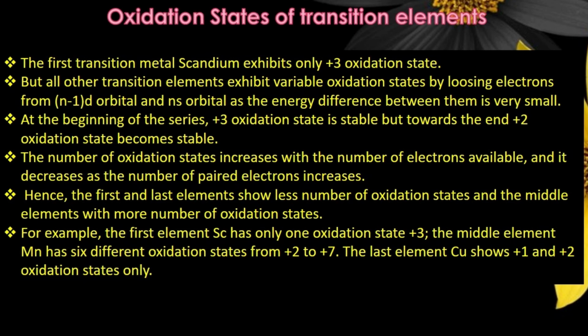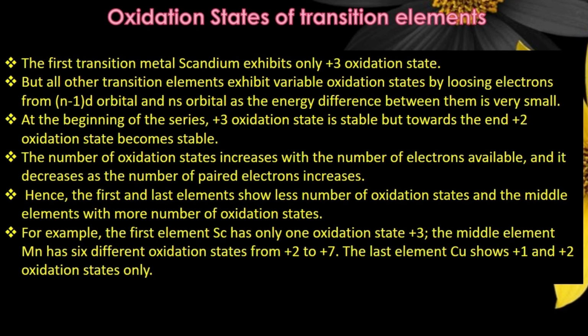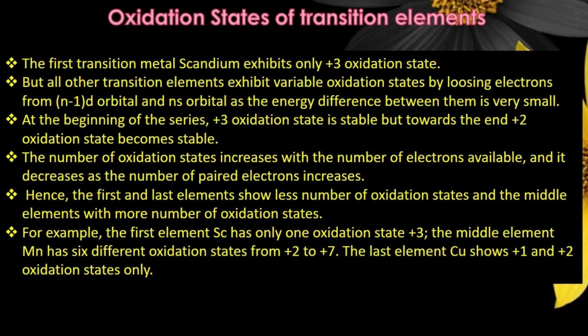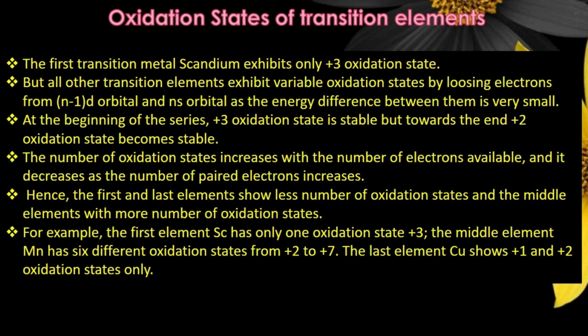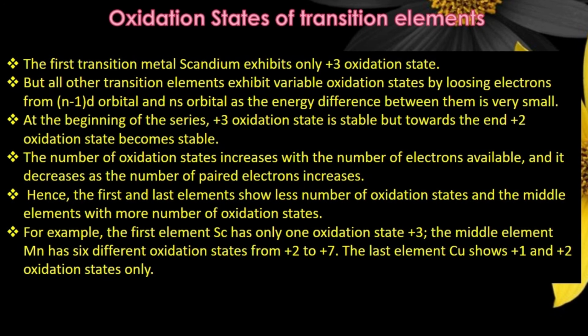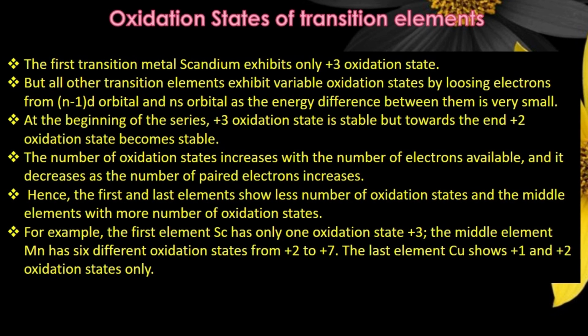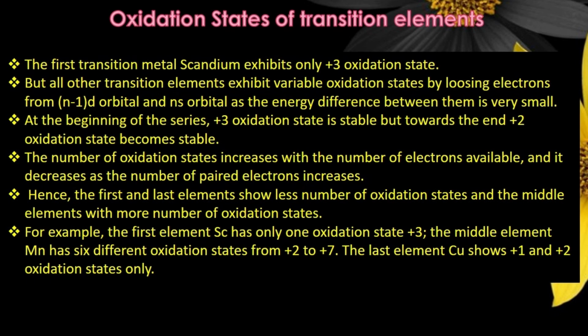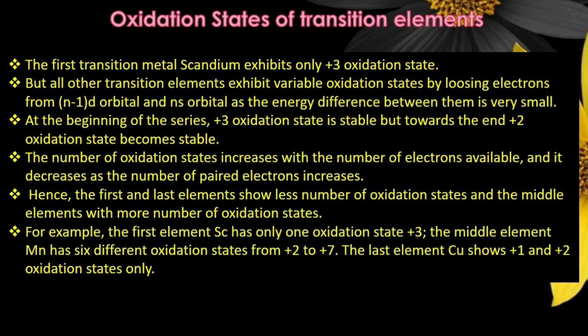The number of oxidation states also increases with the number of unpaired electrons available, and it decreases as the number of paired electrons increases. Hence, the first and last elements show a smaller number of oxidation states, and the middle elements, which have more unpaired electrons, will have more oxidation states.